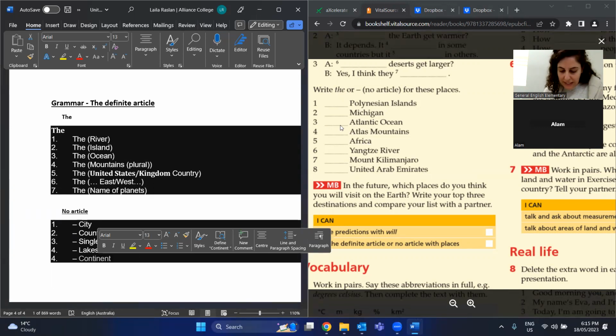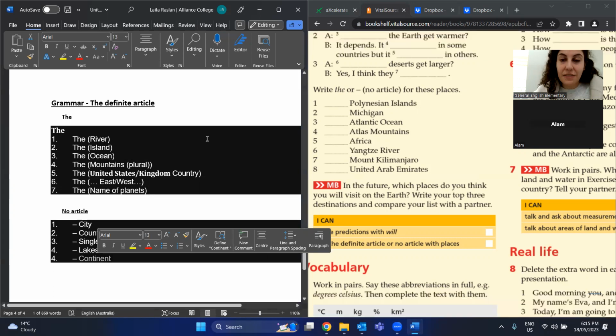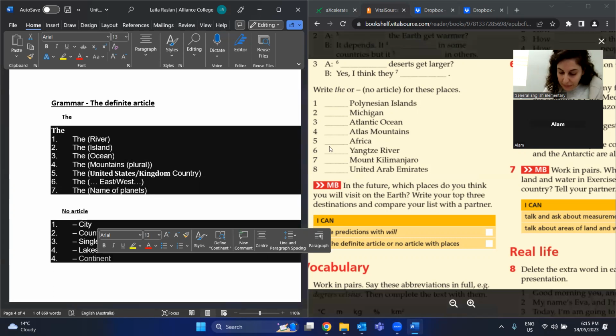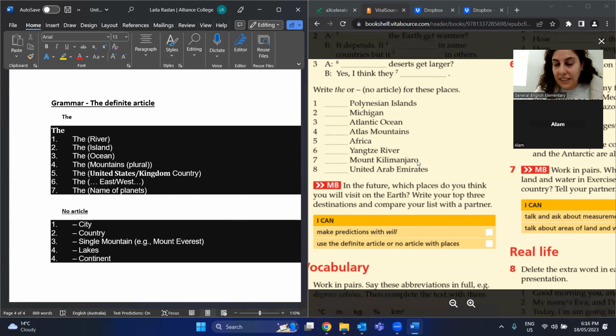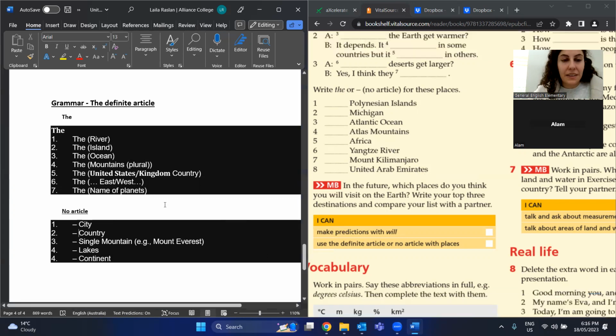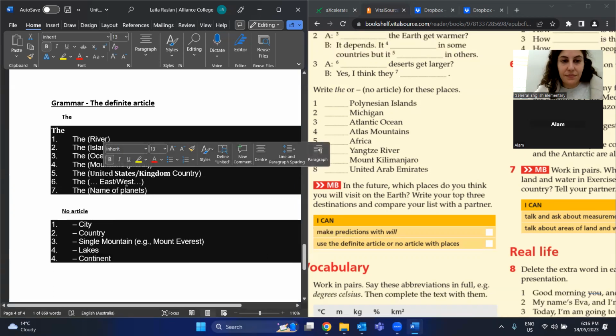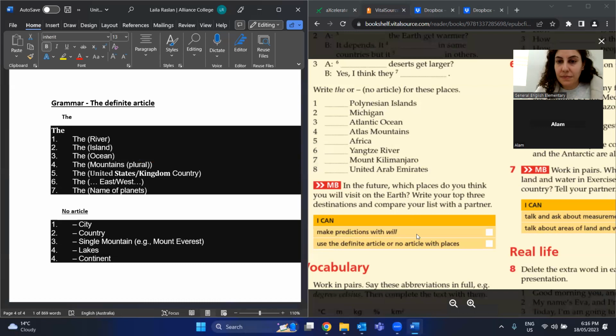What about the Zangzi River? Yeah, it's a river. The. Mount Kilimanjaro. No. It's a single mountain. Because plural mountains, yes, but it's single. There's no S on here. It's a single mountain. And United Arab Emirates. Yeah, because it has United Arab Emirates. The United States, the United Kingdom, the United Arab Emirates.